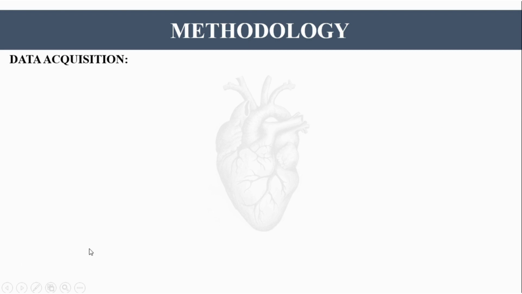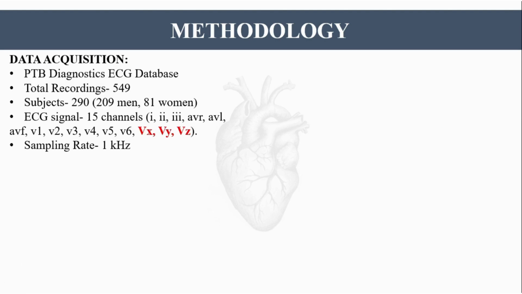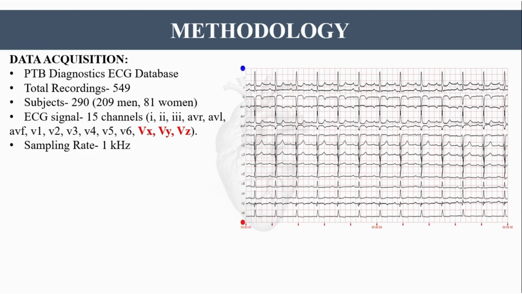So the first step in the methodology is the acquisition of data. We have used the PTB diagnostics ECG database, and the number of recordings is 549. Subjects are 290, out of which 209 are male and 81 are female. Out of 15 channels of ECG, we'll be focusing on the last 3 channels, which are VCG signals, represented as Vx, Vy, and Vz. VCG has 3 channels, and the sampling rate is 1000 Hz.